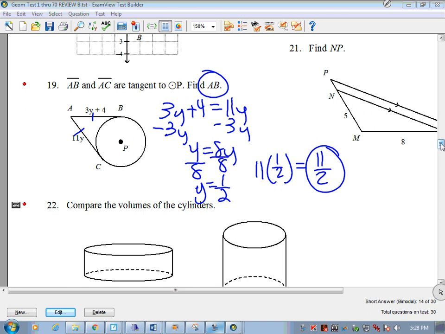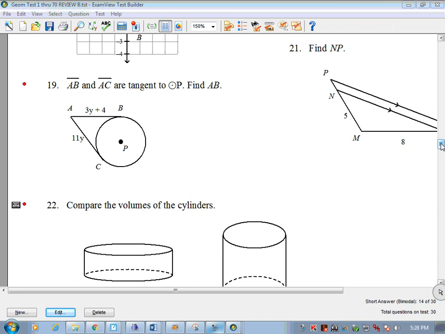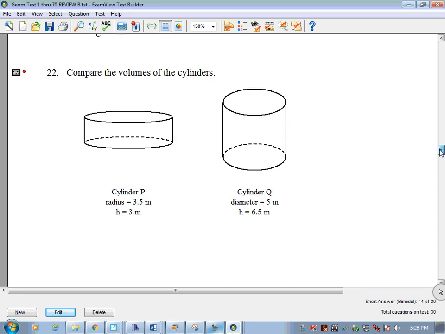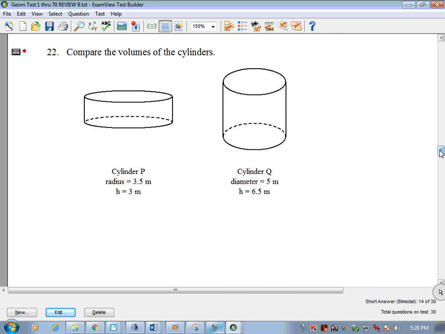All right, number 20. Compare the volumes of the cylinder. You saw this on your last test as well. All right, again, volume of a cylinder is pi r squared times height. They don't care how you do it, but make sure that you notice a lot of times they'll throw in a diameter part. So down here, they don't care if you're solving in terms of pi or not, so you can just solve it in terms of pi.